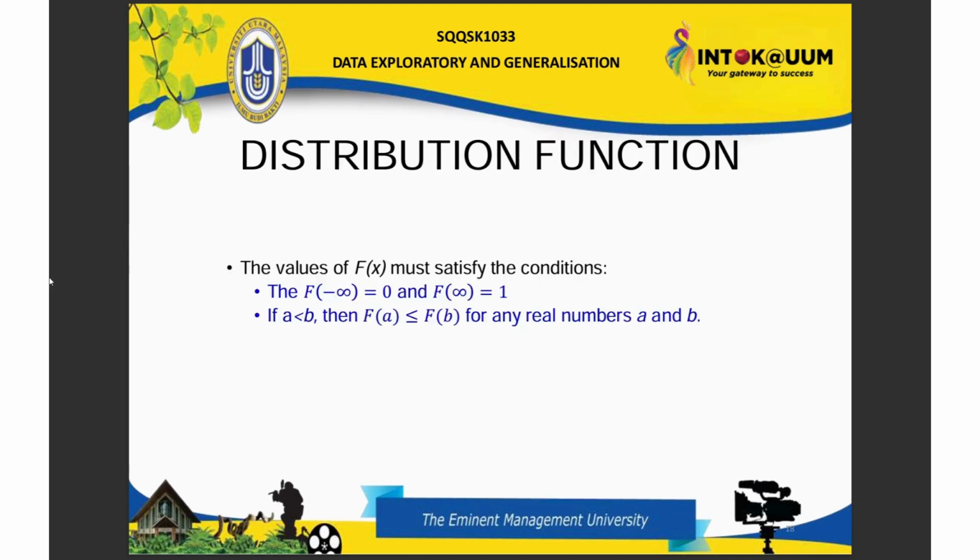The cumulative distribution function has key properties. F(negative infinity) equals 0, F(infinity) equals 1, and it is a non-decreasing function. If a is less than b, then F(a) is always less than or equal to F(b).